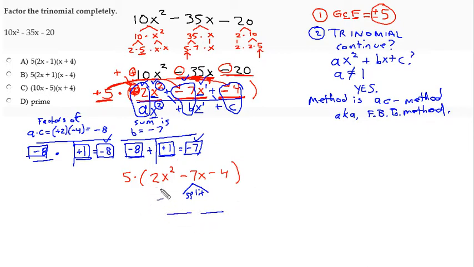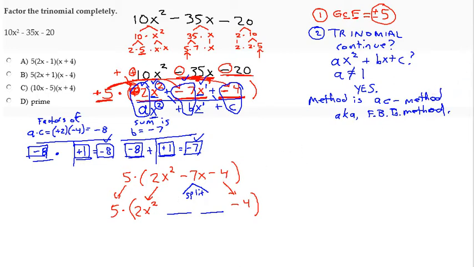While, of course, we're holding all the other two terms, this first term stays at 2x squared. The last term stays at negative 4. We're working between these parentheses. This GCF is also part of the final answer. We can't leave that behind.